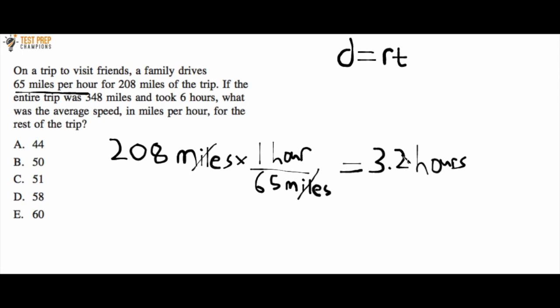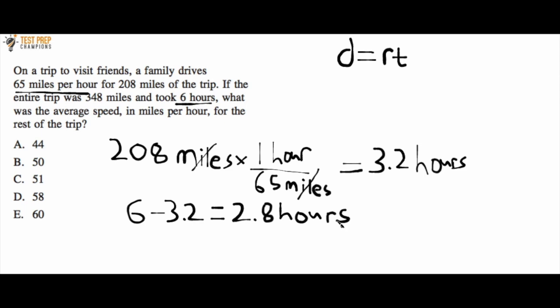Now I can take the fact that the entire trip was 6 hours, and I can do 6 minus 3.2. That's going to tell me how many hours the second part of the trip was. So 6 minus 3.2 equals 2.8 hours for the second part of the trip.